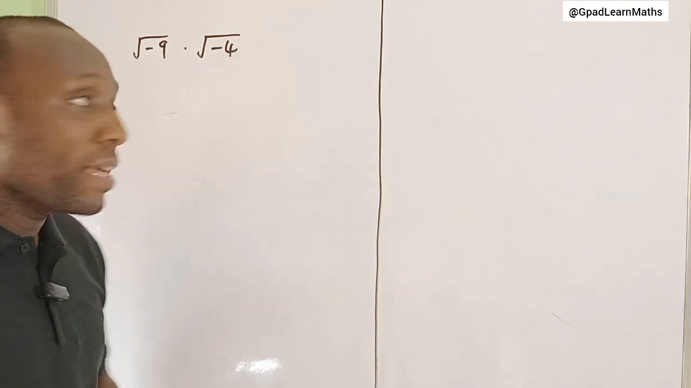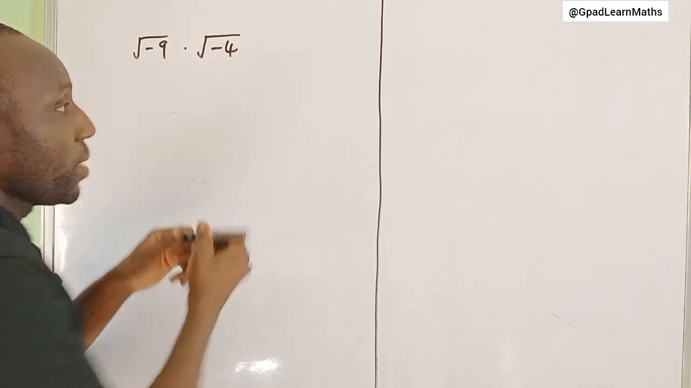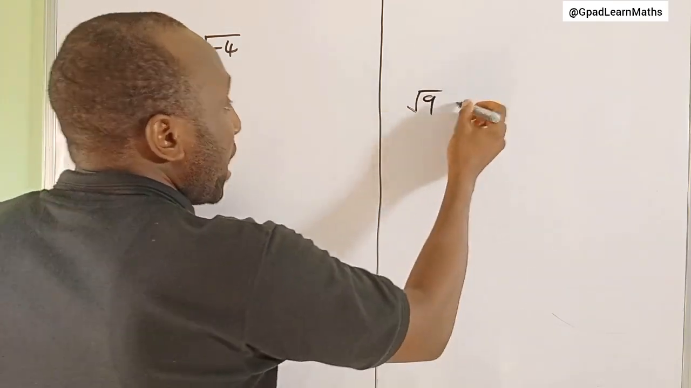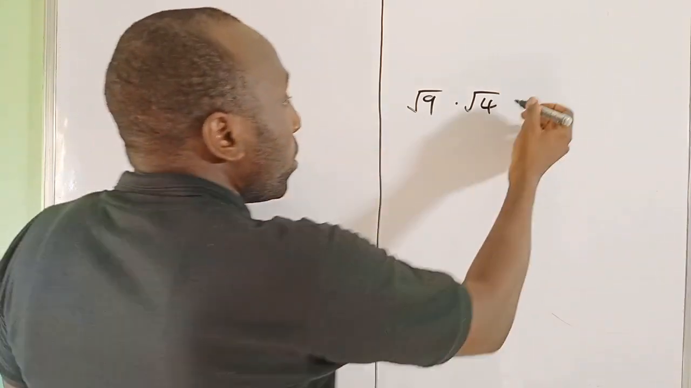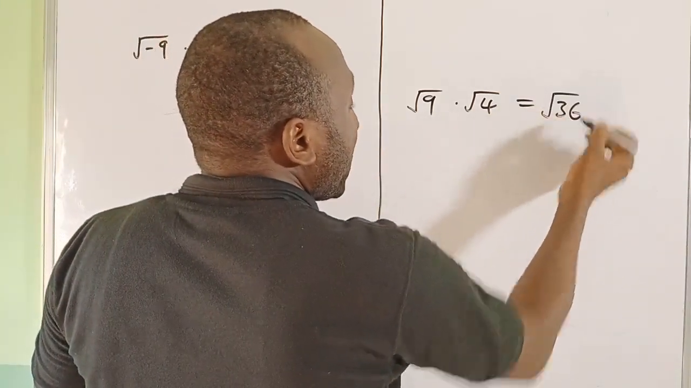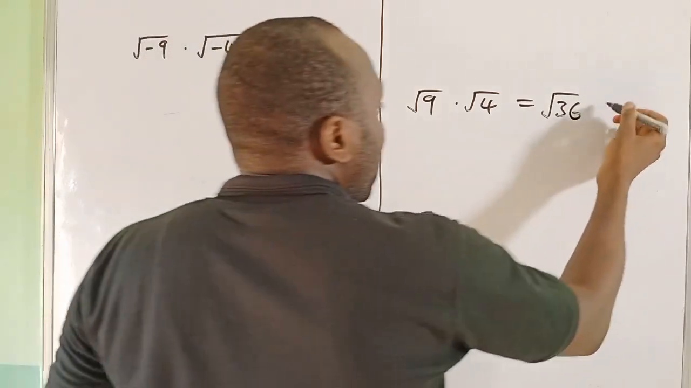In this video we're going to evaluate the square root of minus 9 times the square root of negative 4. Now the mistake many people make is that they confuse this with the square root of 9 times the square root of 4, where they have to multiply 9 by 4, which is what? The square root of 36, and they will simply say the result of this is 6.